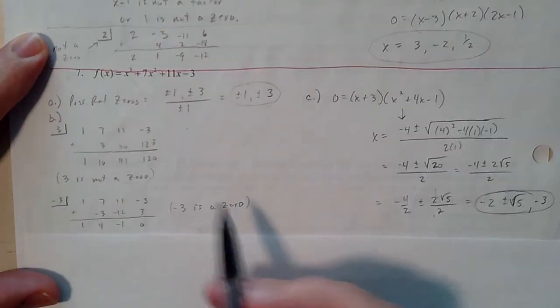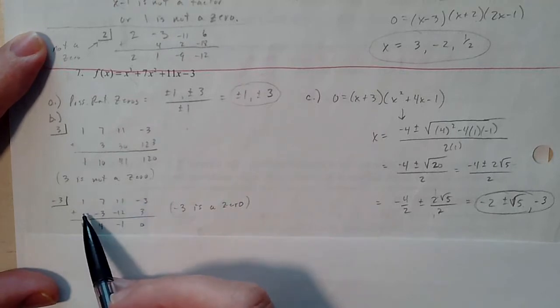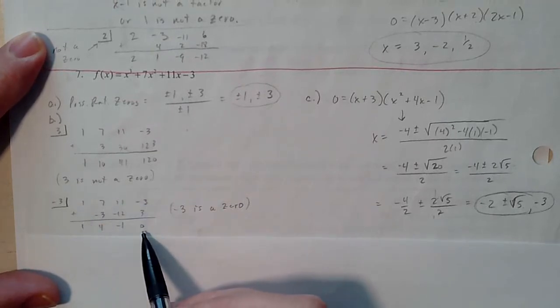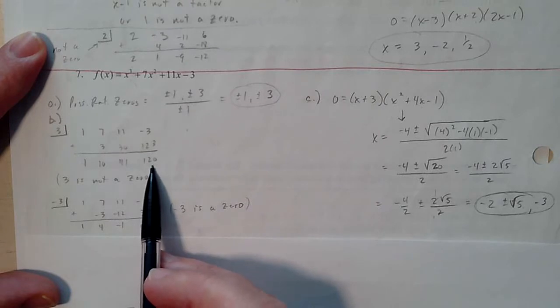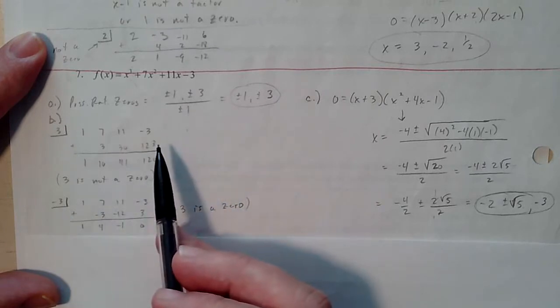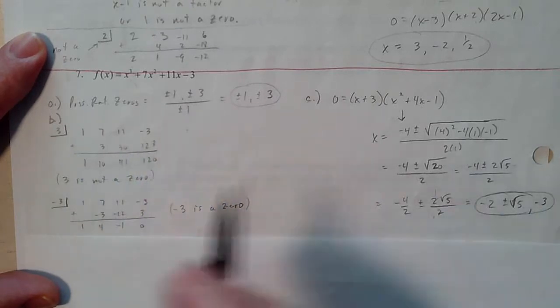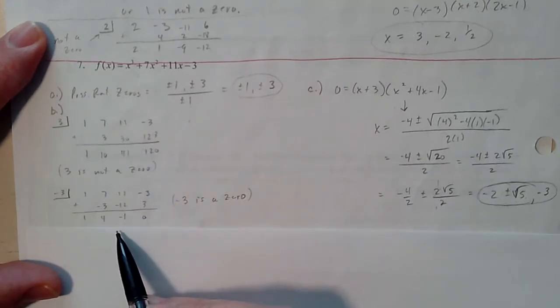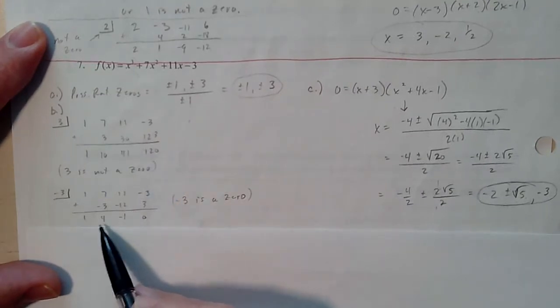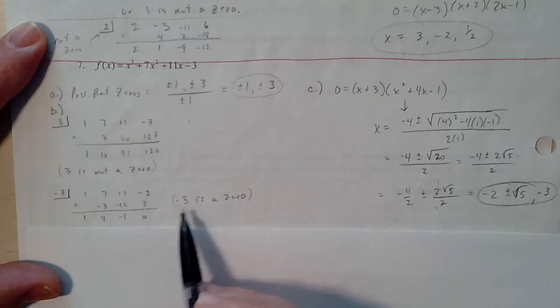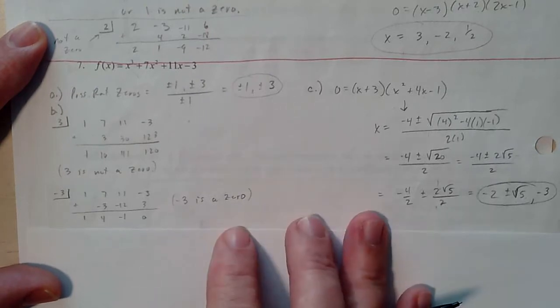All right, I tried 3 first. Maybe you tried -3 first. Congratulations, you had the lucky guess, right? 3 didn't work. I had a remainder of 120, so I throw it out. You don't have to erase it. Some students do that. It's part of your work. Don't worry about it. -3 did work. It gave me this result, remainder 0. Okay, so -3 is a 0, meaning x plus 3 is a factor.